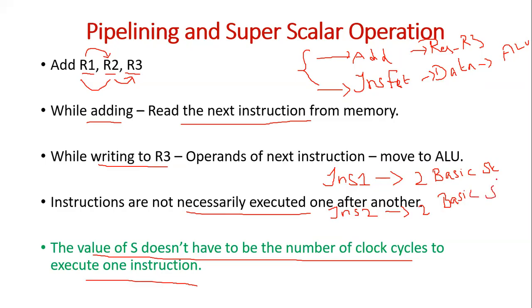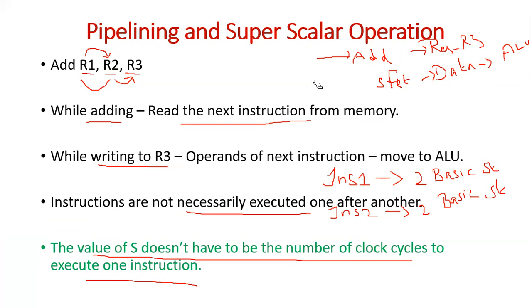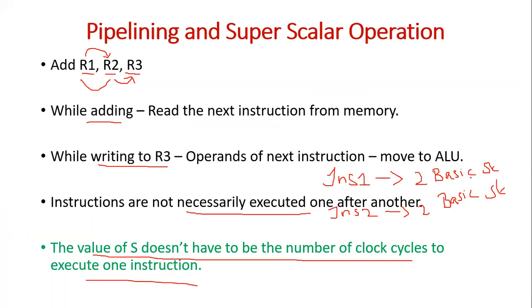Now let us understand what will happen if these two instructions are executed sequentially, and what will happen if they are executed using pipeline. If executed sequentially, the first instruction has two basic steps, so it needs two clock cycles. The second instruction also has two basic steps, so it also needs two clock cycles. Now what is the average value of S? That is 2 plus 2, 4. 4 by 2 is 2. S becomes 2.